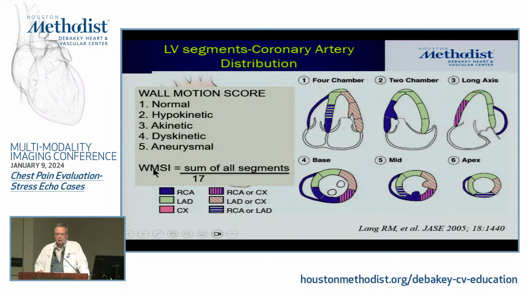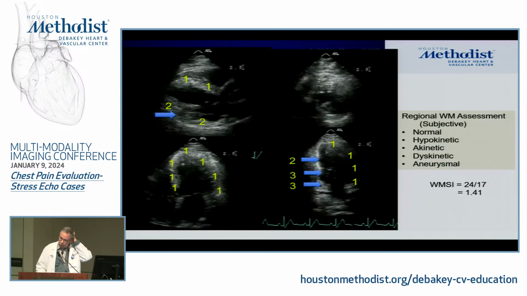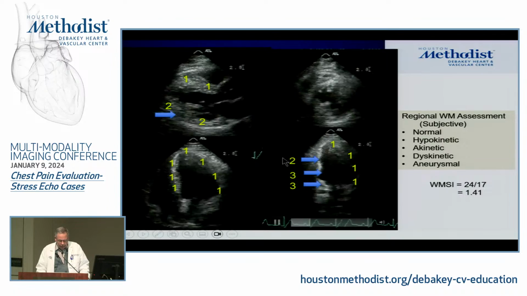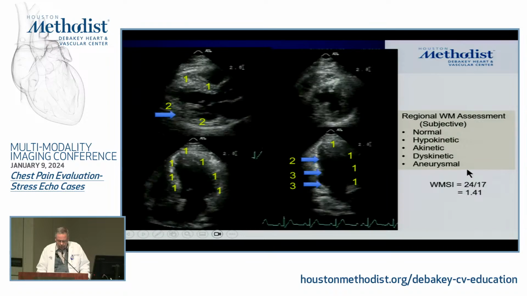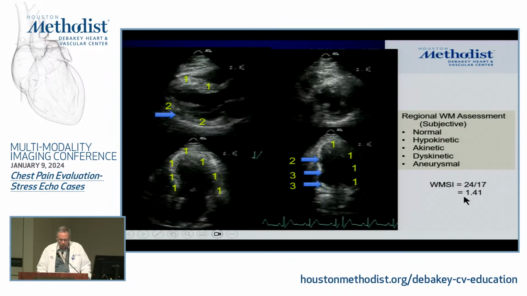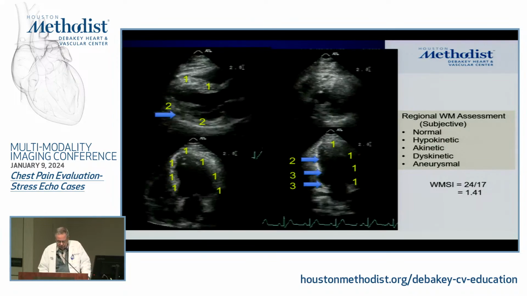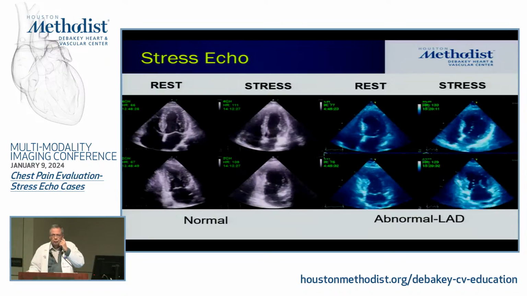As you have more and more segments that are abnormal, this numerator increases and the whole score index will increase. And when you do stress echo, you're going to be looking at changes from rest to stress. So we go back to this example that we started with, and now we put a numerical score to the hypokinetic and the akinetic segments and the normal segments, and we come out with 24/17, or a score index of 1.41 in this patient at rest. So with that intro, we get into stress echo.